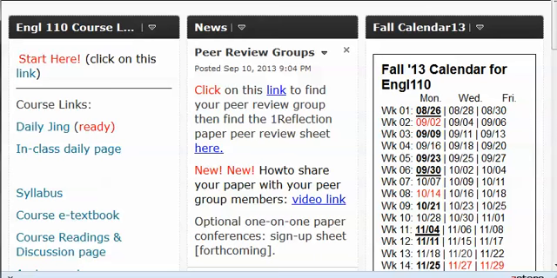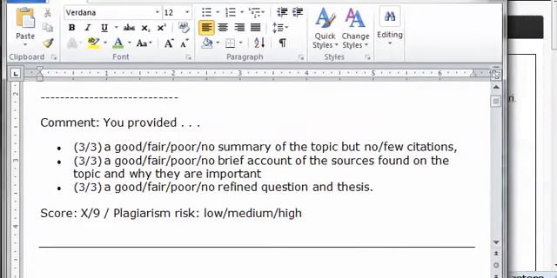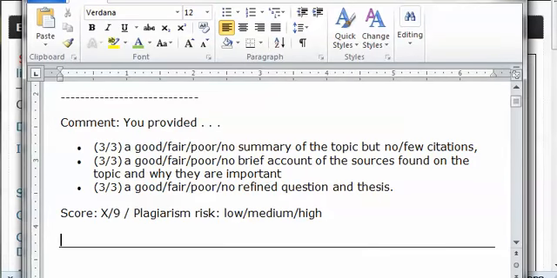I went in and looked at your first drafts of your first topic informative papers, and I put some comments into it. And if you look at the bottom, I put an end comment that looks like this. So you provided a good, fair, poor, no summary of the topic. But you had no or few citations.